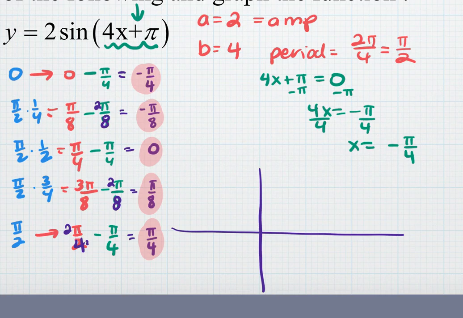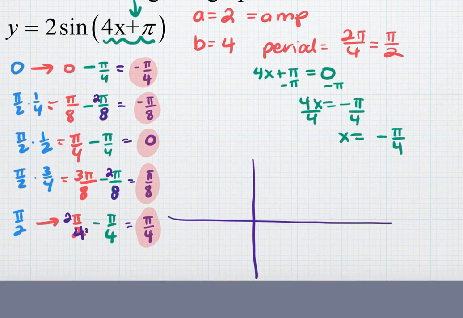Plan ahead, because if you look at them, you've got 2 negative and 2 positive. So you want to give yourself space on either side of the y-axis this time. I'd get negative pi over 4, negative pi over 8, 0, pi over 8, and pi over 4.